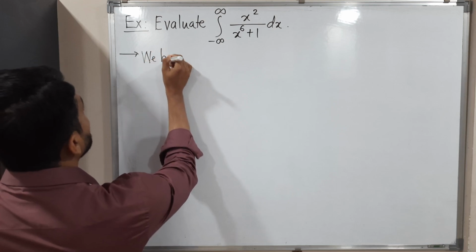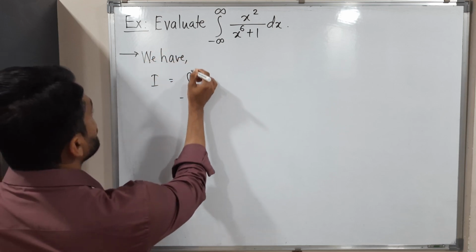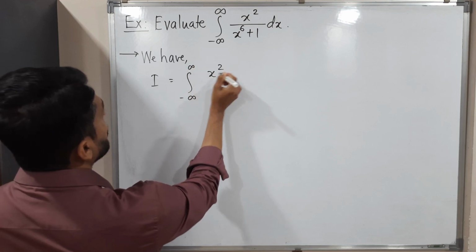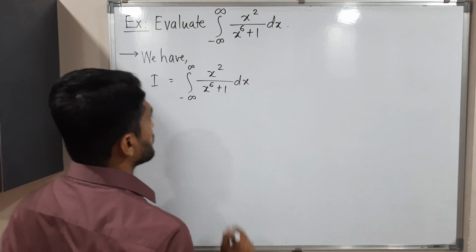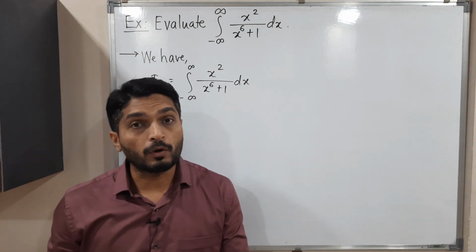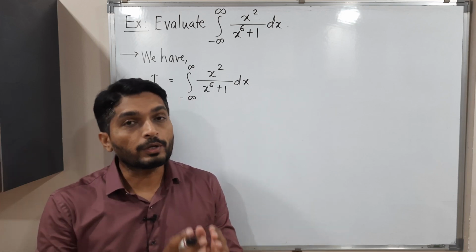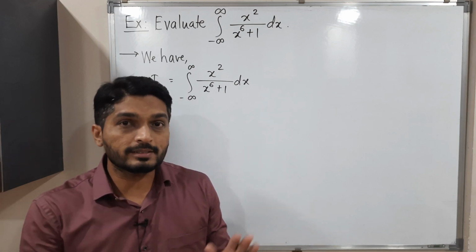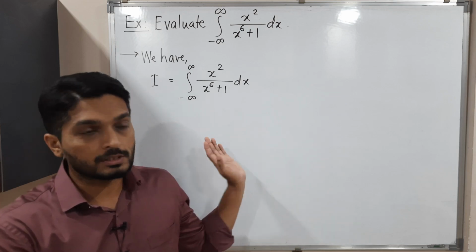We have I is equal to the integration from minus infinity to infinity of x square upon x raised to 6 plus 1 dx. Okay, so we can easily find the value of this real integral with the help of residue. But see, there is a fixed method. We are going to follow it to solve this problem. So let us recall the method first. We will discuss the method first and then we will talk about this problem.